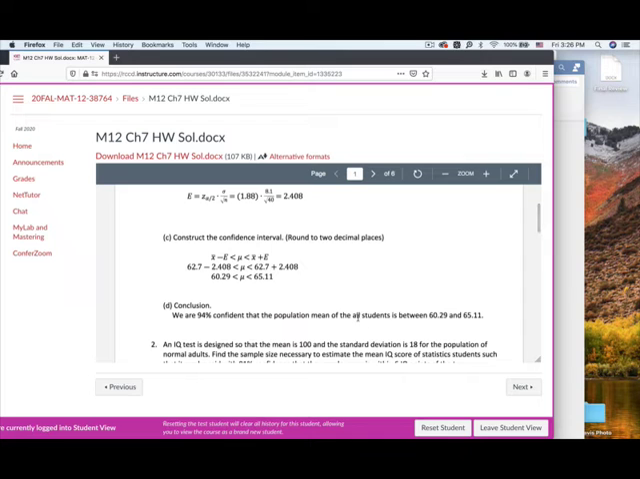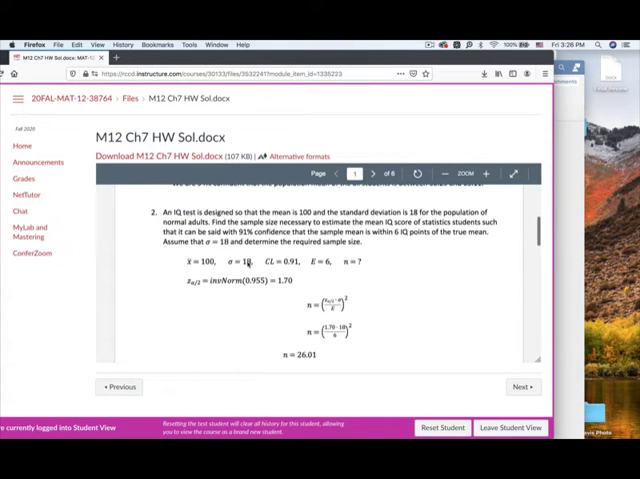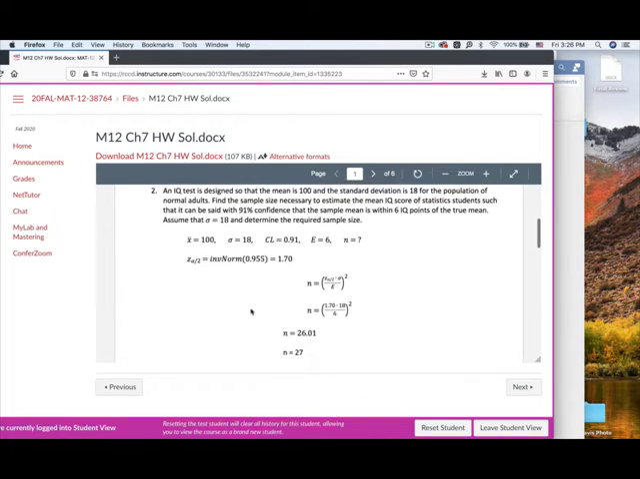Okay, this is the confidence interval, and this part, question number 2, is determine the required sample size. Keep in mind, show me all your work and round up to the next whole number for the sample size. Even though you got 26.01, you still get 27 for the sample size. So this is going to be from chapter 7.